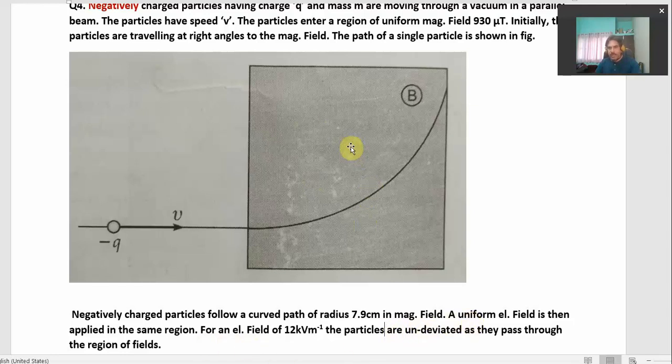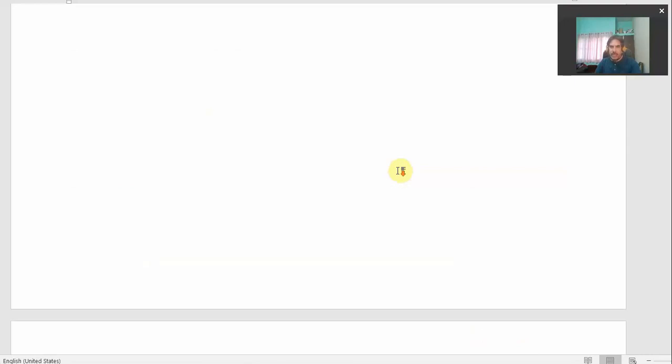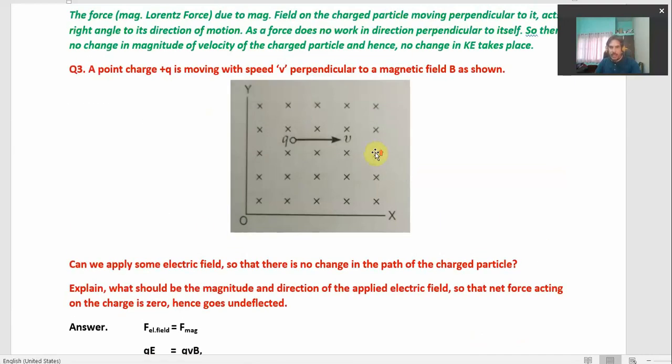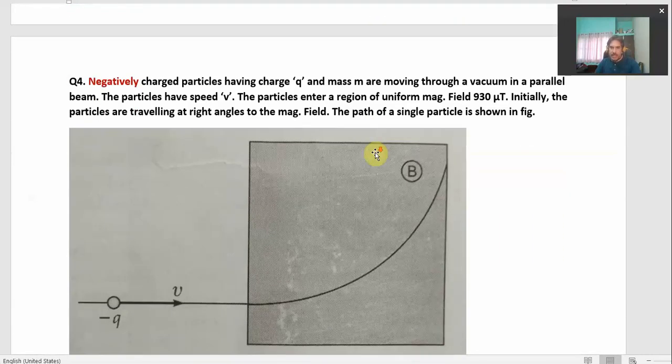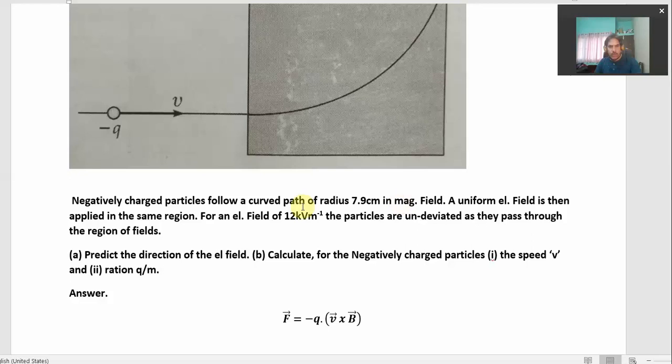Now there is some electric field also in this region, and the magnitude of the electric field is given to be this much, and due to this electric field, the charged particle goes undeviated. So the situation is somewhat similar to what we have discussed in question number 3. So let us extend the same concept further. What we are asked is: predict the direction of the electric field.